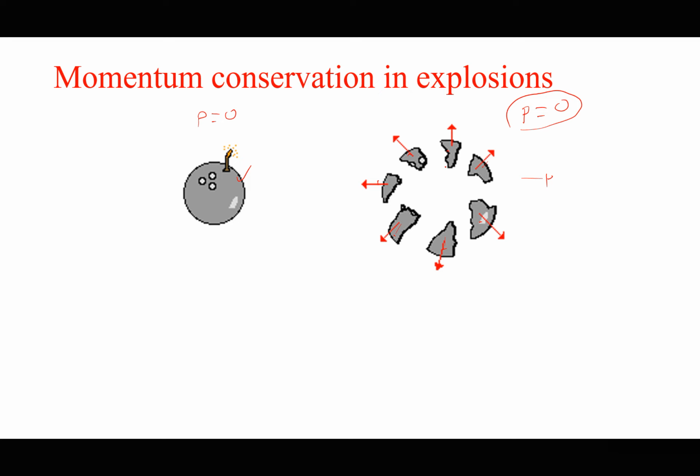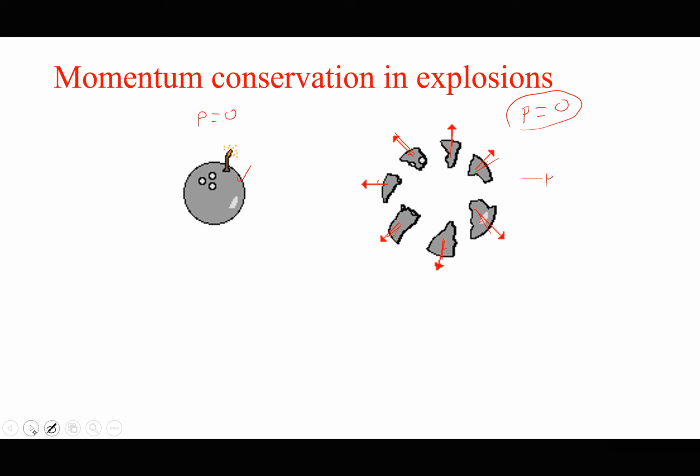So these fragments after the explosion must move in several different directions so that when we sum up, for example, the momentum of this could cancel out this one. The momentum of maybe this could cancel out the other momentum and so on and so forth. So that means total momentum would be zero as before.